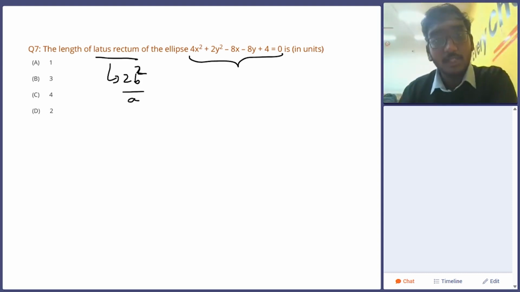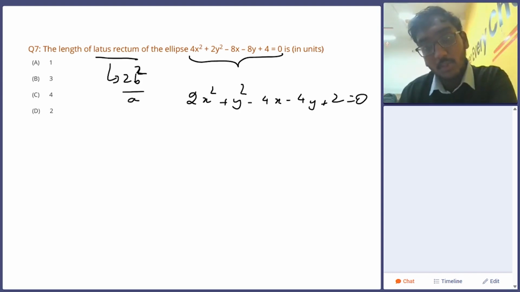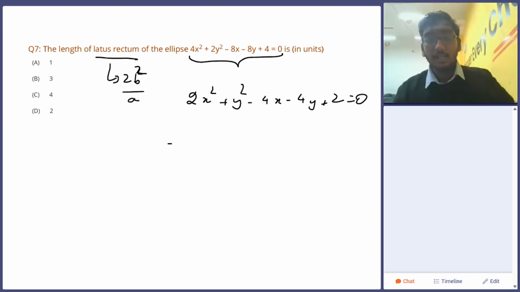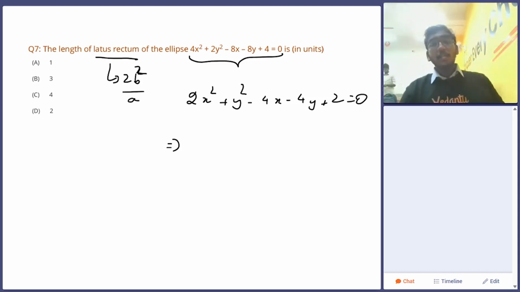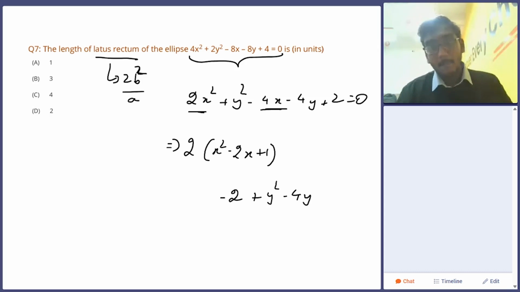Okay. So first, I will divide this entire expression by 2. What I will get is 2x square plus y square minus 4x minus 4y plus 2 equal to 0. Let's check. Yes, this is what I will be getting. And if you complete the squares, I will take these two terms, 2 into x square minus 2x. I will add and subtract 1 here. So when I'm subtracting 1 and taking it out of the bracket, it will be negative 2. Plus y square minus 4y plus 2 equal to 0. So this negative 2 and positive 2 will get cancelled.